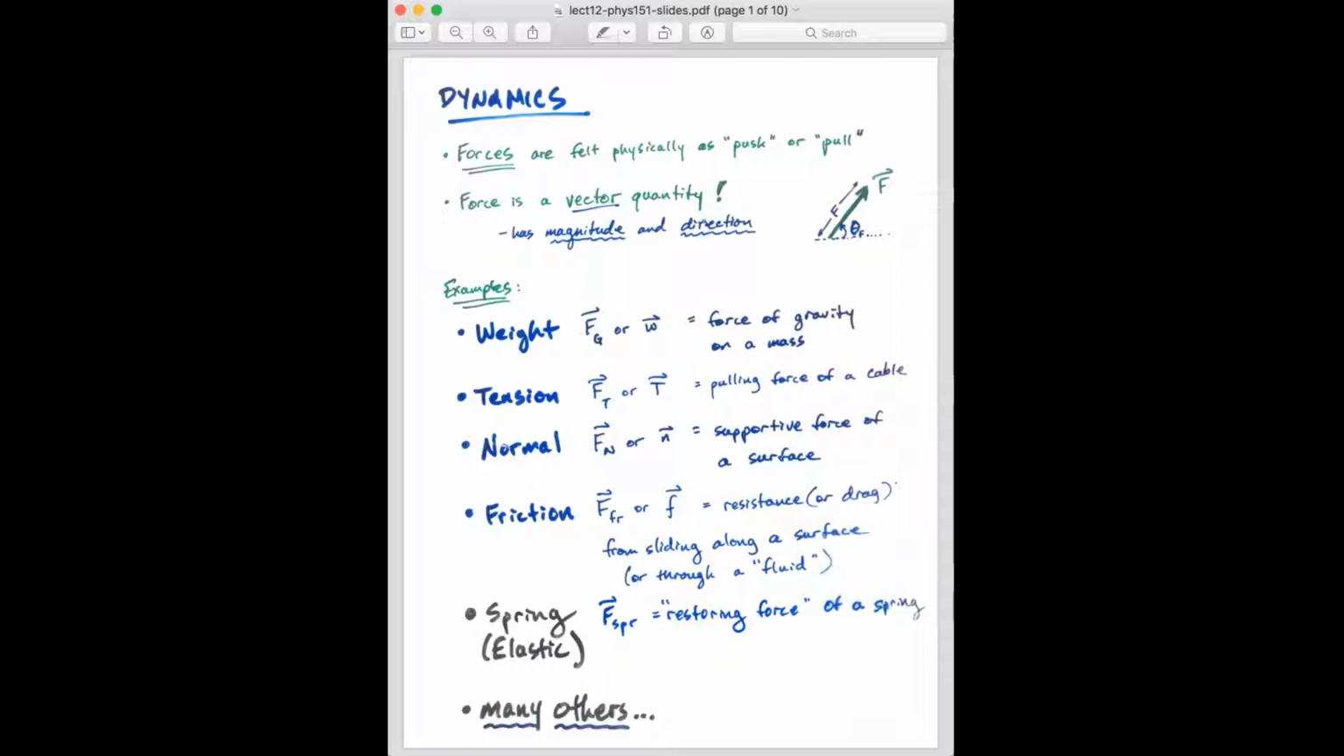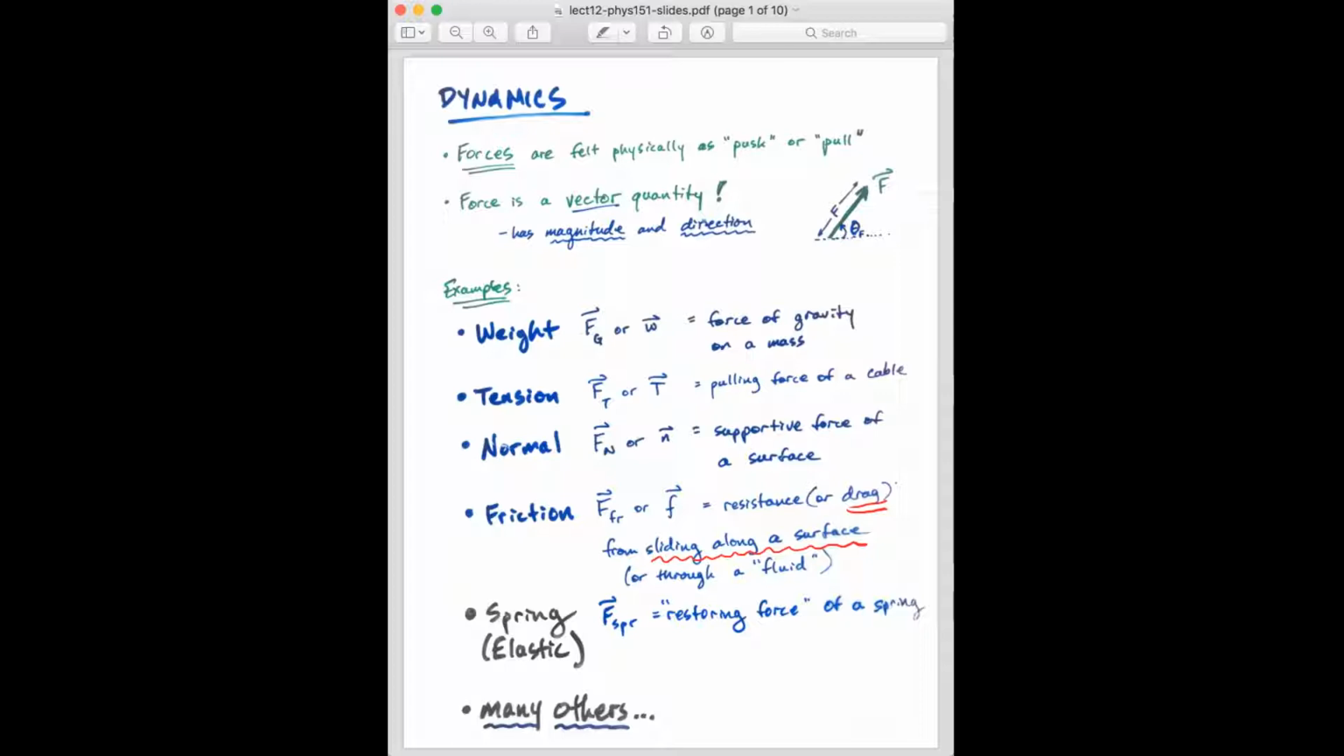Friction in the cases that we're going to be dealing with here are mostly going to be contact friction of an object that's either sliding along a surface or trying to slide along a surface. Occasionally, we will deal with drag force, and I think there's a Physics 151 lab experiment that deals with drag force. That is a different type of friction, and there's different formulas for that as well.